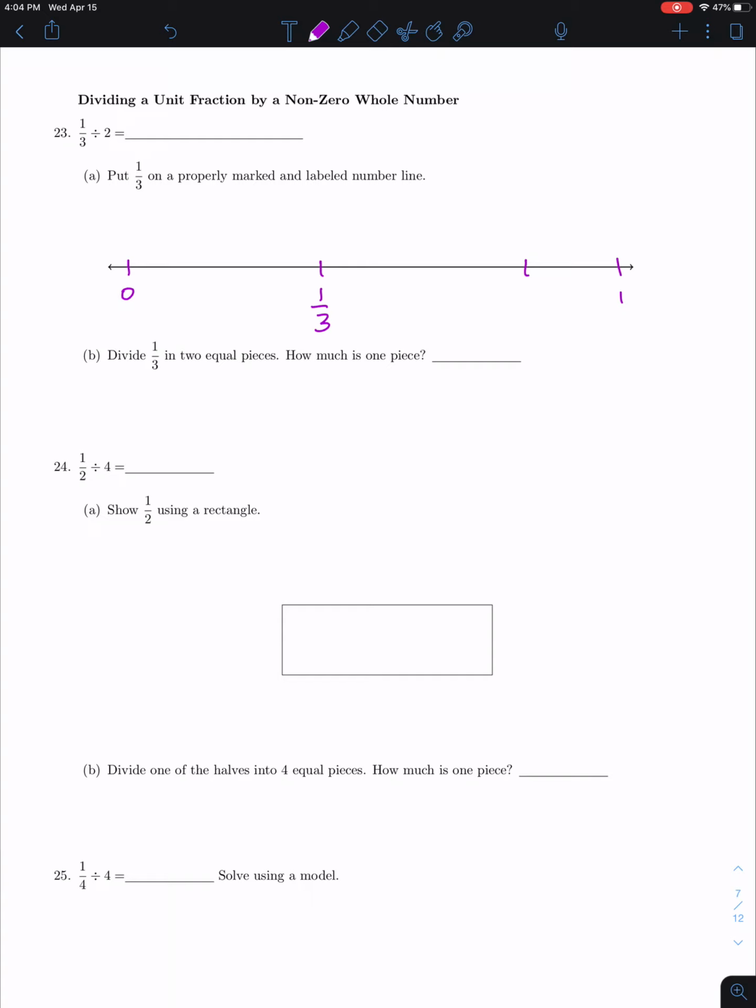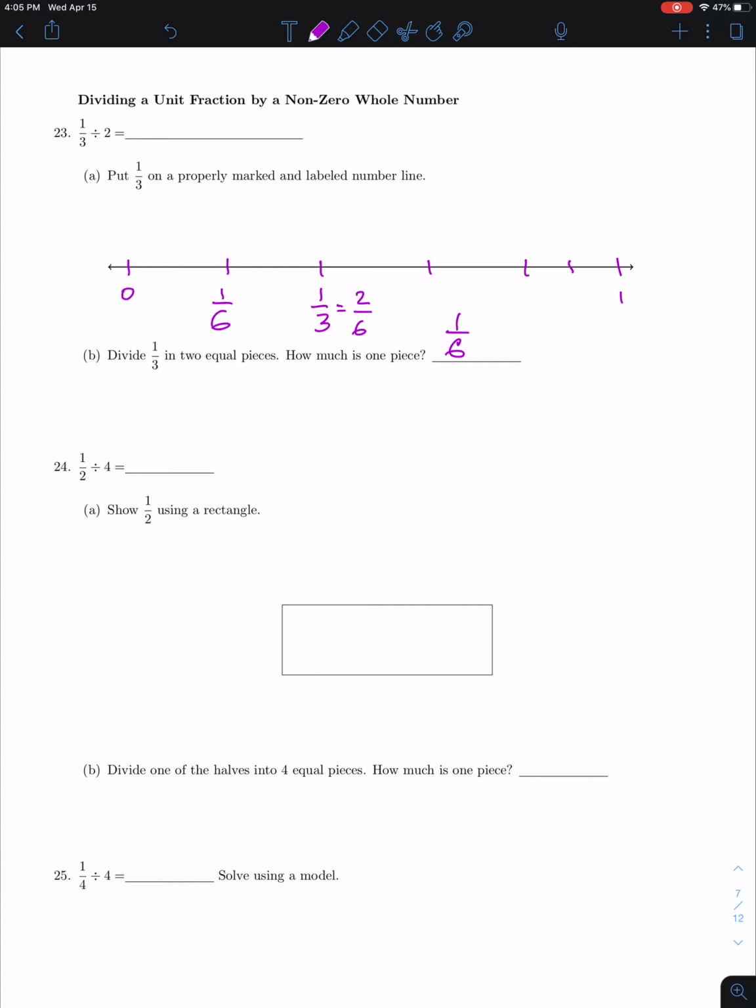Now, since I'm dividing by 2, I want to split this interval between 0 and 1/3 in half. If I think about doing that the whole way up, then notice I've broken this up into chunks of sixths. So instead of thinking of this as 1/3, let's think of this as 2/6. This first chunk would actually be 1/6. So what we would do is divide the number line up even more. How much is 1 piece? 1 piece would just be 1/6 in that case.